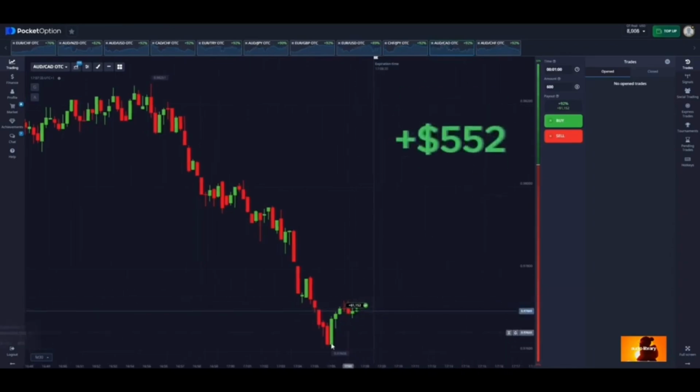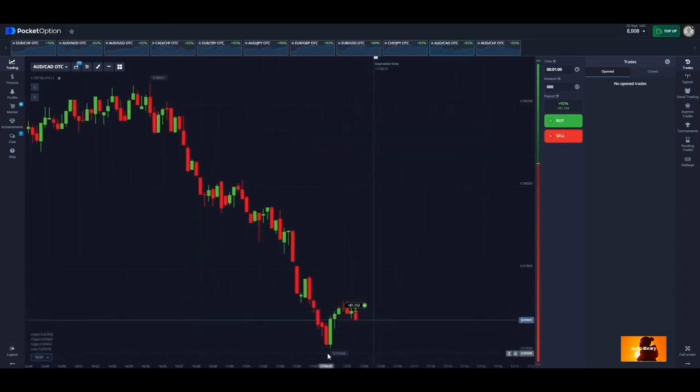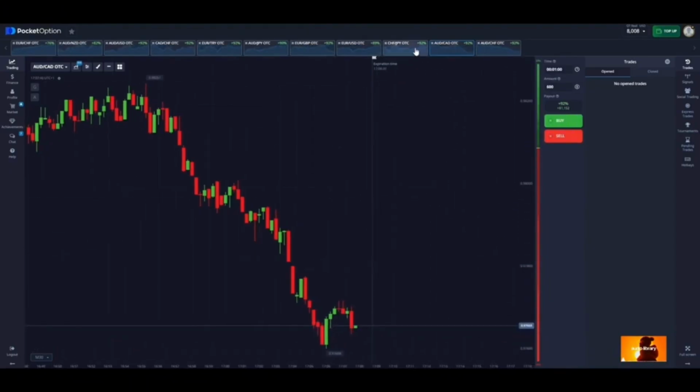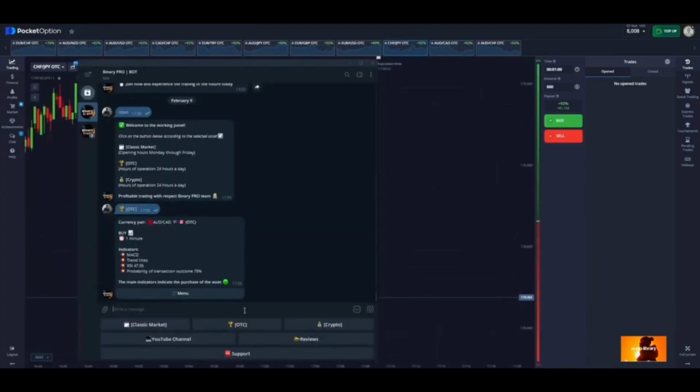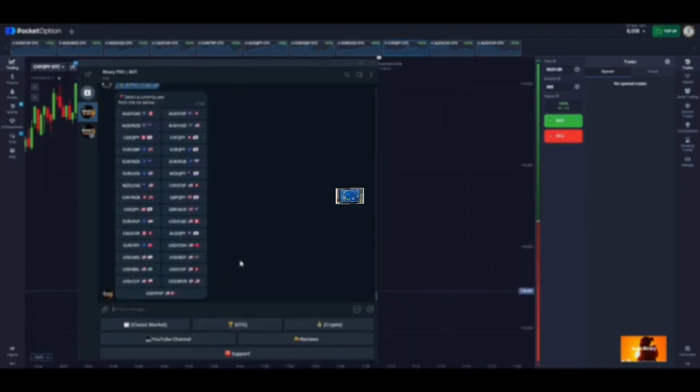A great $552 comes from the first signal of the trading bot. Yes, the trade closed on the edge, but it closed in profit, which is good. I suggest moving on to the next currency pair with a good payout of 92%, which is Swiss franc to Japanese yen. Next, it's the same as with the previous signal. We go to the trading bot and get a new analysis.